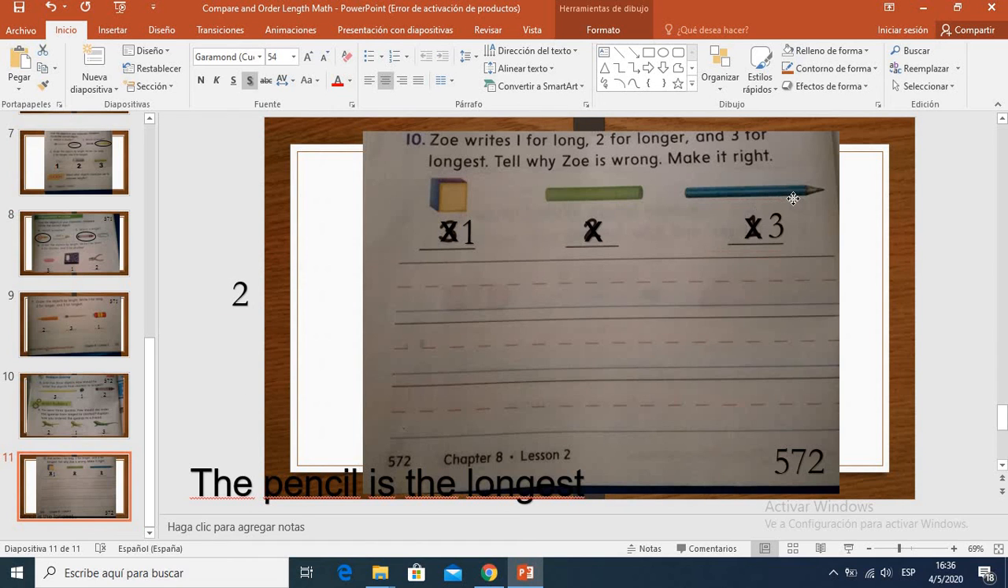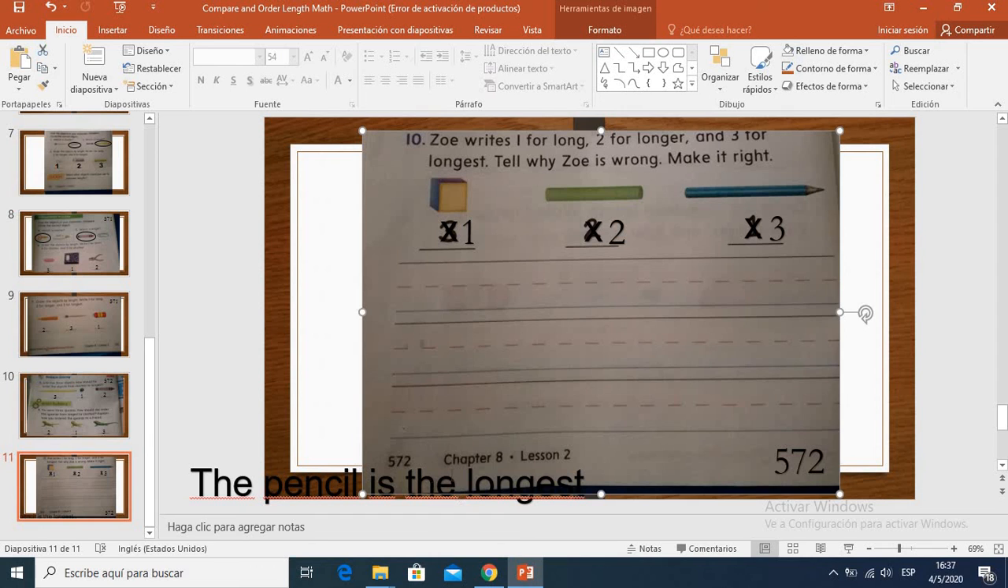Remember, siempre para longest escribimos el number 3 y siempre para shortest escribimos el number 1. ¿Ok? Y el número que queda en medio siempre va a ser el 2, dependiendo de dónde está el objeto. Now, chalk is longer than the block, but it is shorter than the color pencil, so that's the number between, number 2. All right, now it's correct. Remember, Zoe had 3, 2, 1, but the order is 1, 2, 3. So Zoe was incorrect.